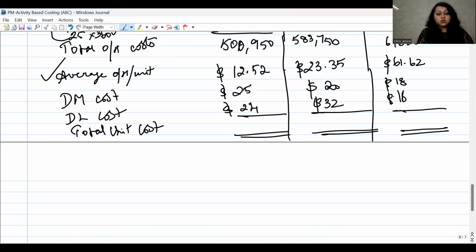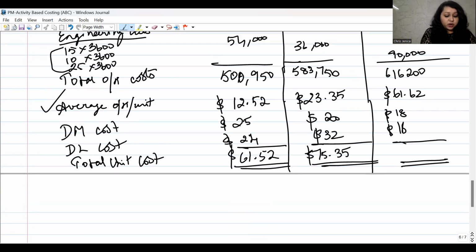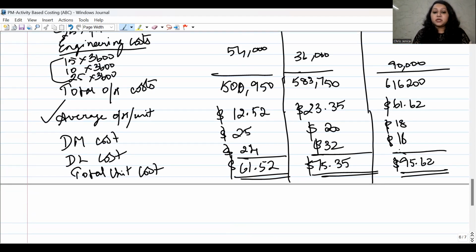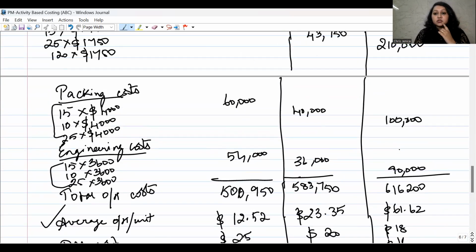Now we will find out the total unit cost. 12.52 plus 25 plus 24 is equal to 61.52. This is your total unit cost for product A. Then we have 23.35 plus 20 plus 32, which is 75.35. And then we have 61.62 plus 18 plus 16, which is 95.62.